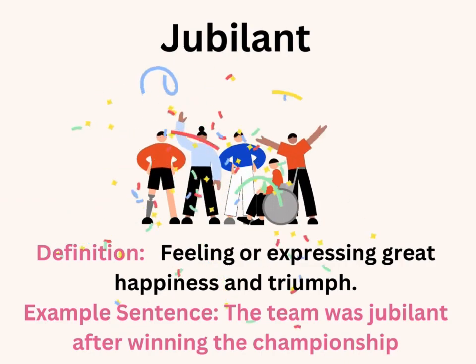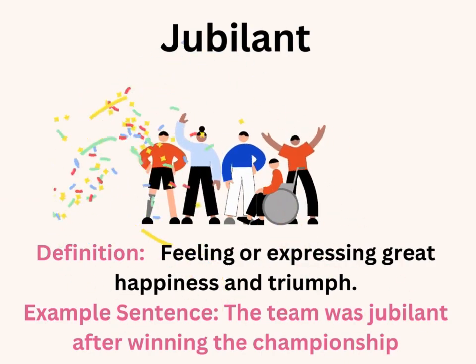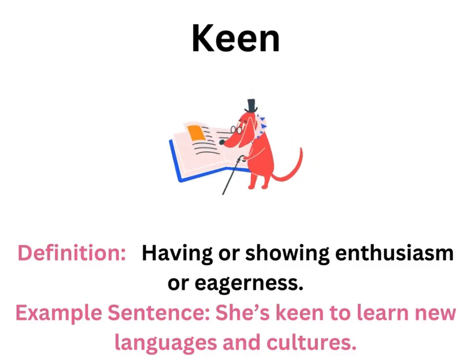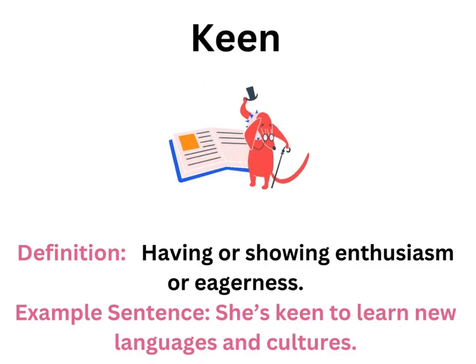Word. Jubilant. Definition: feeling or expressing great happiness and triumph. Example sentence: the team was jubilant after winning the championship. Word. Keen. Definition: having or showing enthusiasm or eagerness. Example sentence: she's keen to learn new languages and cultures.